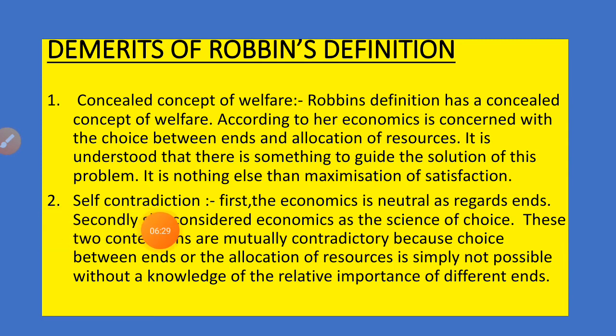The second point is self-contradiction. First, economics is neutral as regards ends, and secondly, he considers economics the science of choice. These two contentions are mutually contradictory, because the choice between ends and the allocation of resources is simply not possible without knowing the relative importance of different ends.